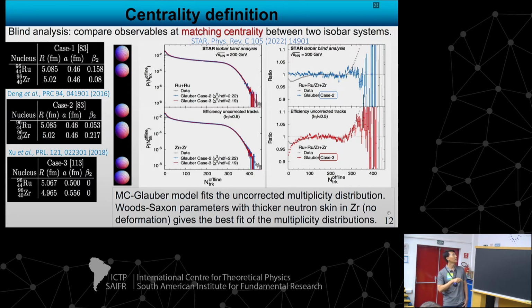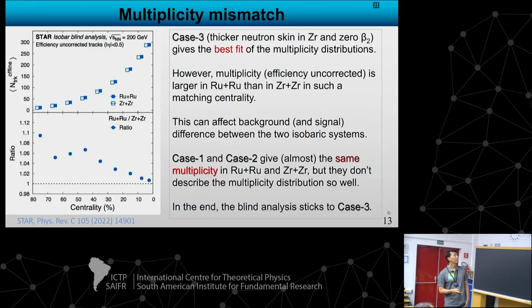There are 3 candidates. 2 of them use the same radius and neutron skin, but different deformation of the nucleus. But the third one considers both isobars to be spherical, but with different radius and neutron skin. Then we fit and see which case gives a better fit, and that will be the final definition. In the end, we found case 3, with a thicker neutron skin in zirconium, gives the best fit.